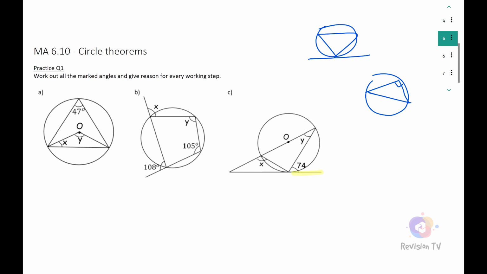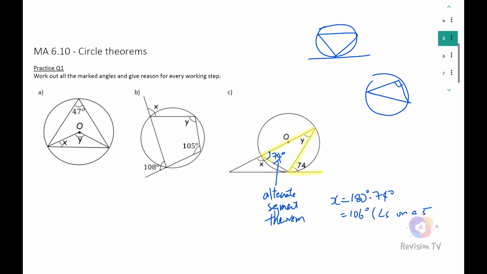So first of all, alternate segment theorem. That's a set with a hook. That's going to be 74 degrees. So that angle we'll call alternate segment theorem. So if we know that 74, then easy peasy for x. X is going to be 180 degrees minus 74 degrees, which is 106 degrees, because angles on a straight line.